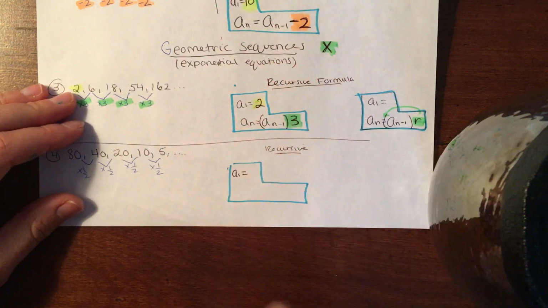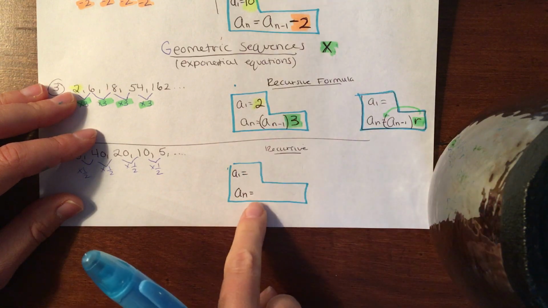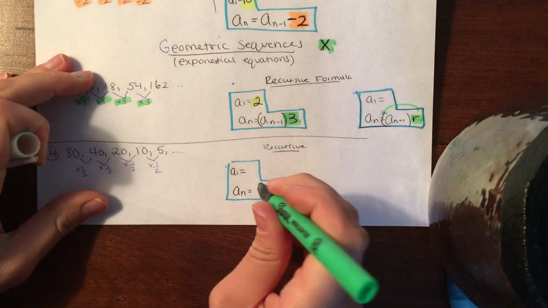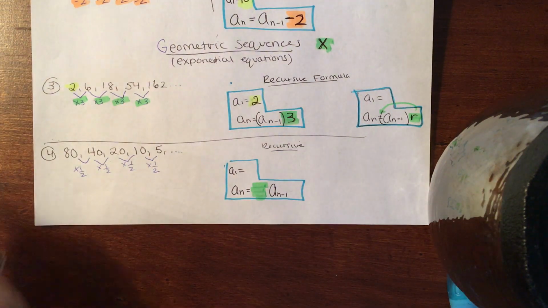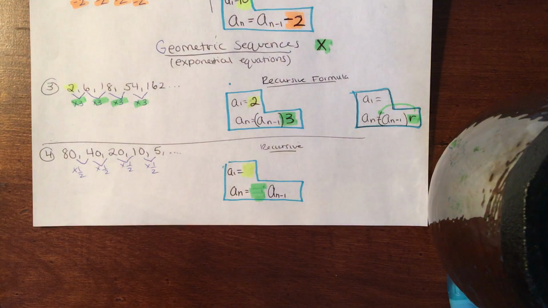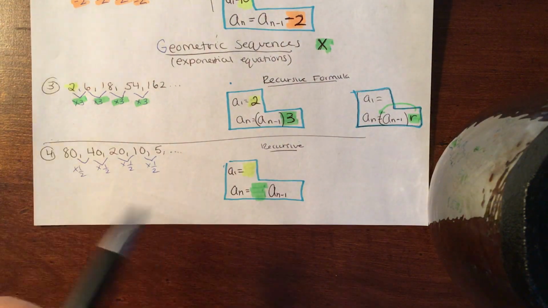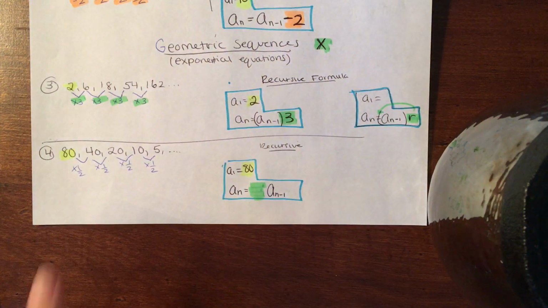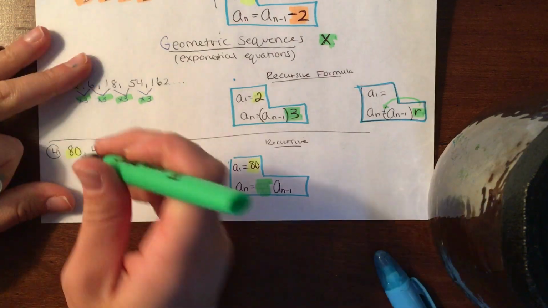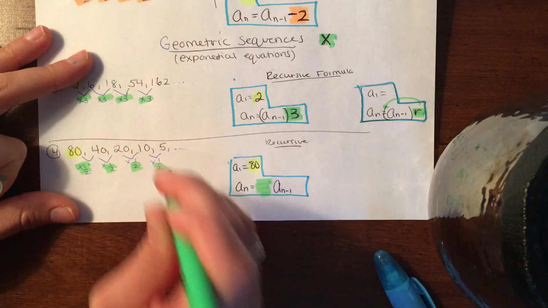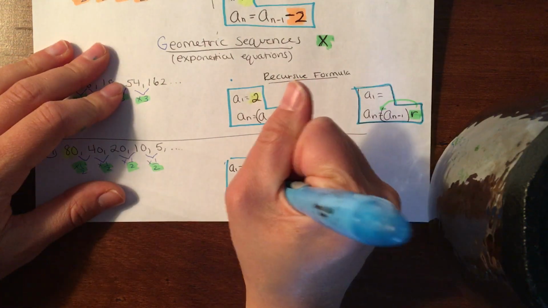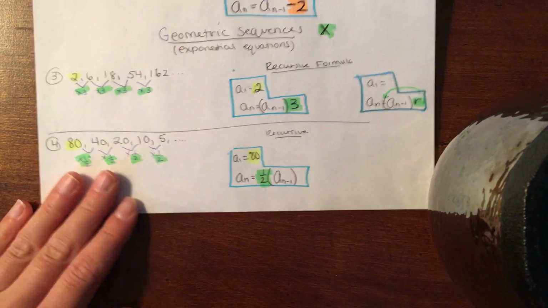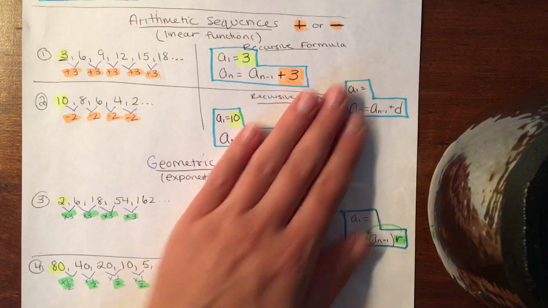I'm gonna do A1 equals, and then A of n equals, I'm gonna leave space in front this time, A sub n minus 1. And in front is where I'm gonna put my common ratio. And here is where I'm gonna write my first term, okay? So my first term in this case is 80. So I'm gonna go ahead and put 80 in here. And what am I multiplying by? It's 1/2. So that goes out in front with parentheses around your A sub n minus 1 to show you're multiplying, okay? So that is how you write recursive formulas.